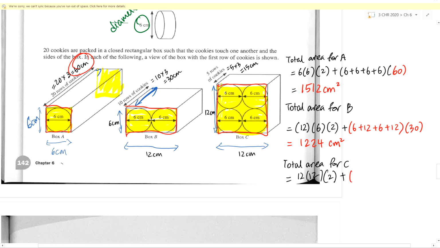Perimeter of the cross-sectional area is given by 12 times 4, or you can write 12 plus 12 plus 12 plus 12. We multiply this by the thickness. So there are 5 rows of cookies. We calculated it as 15 centimeters. So this will give us, okay, hang on, let me calculate it for myself also. 48 times 15. 1008 square centimeters.